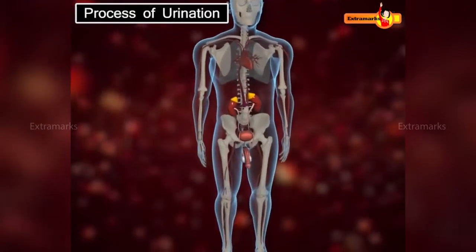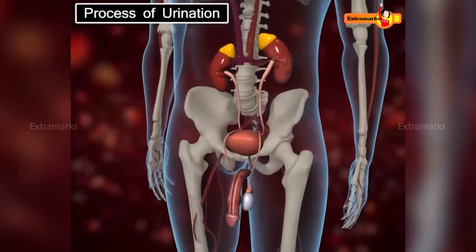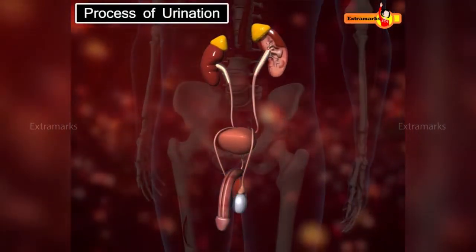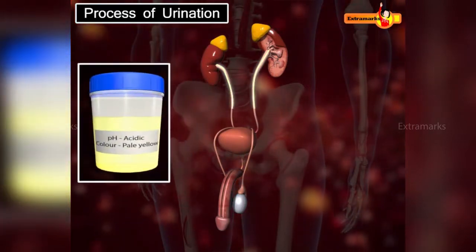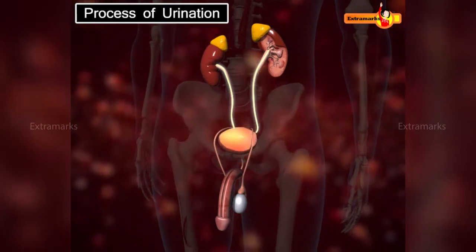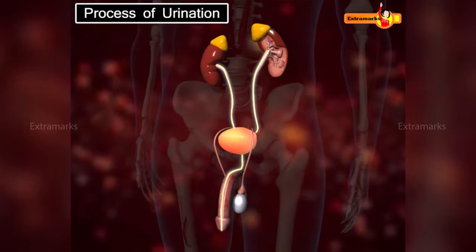In humans, multiple waste products of metabolism are excreted out through the kidneys in the form of urine. Urine is a yellow-colored fluid, slightly acidic, that is stored in the urinary bladder and excreted from the body through the urethra.